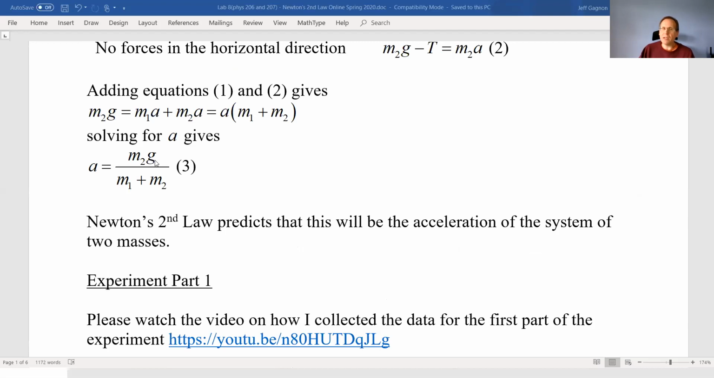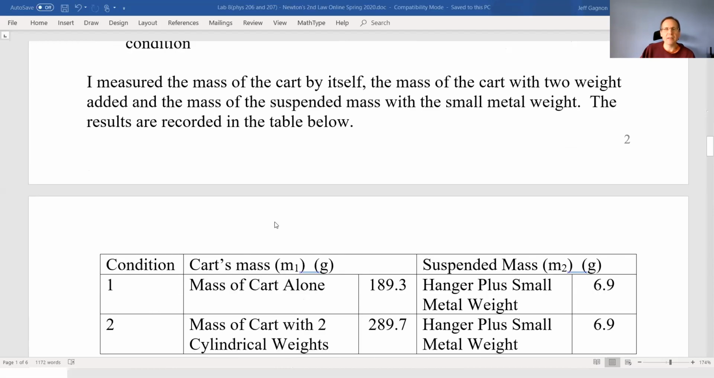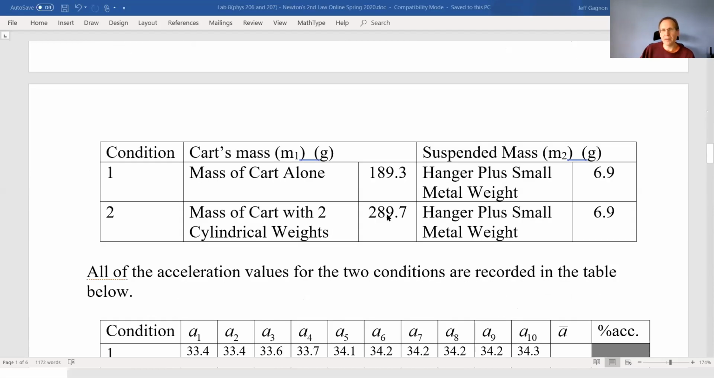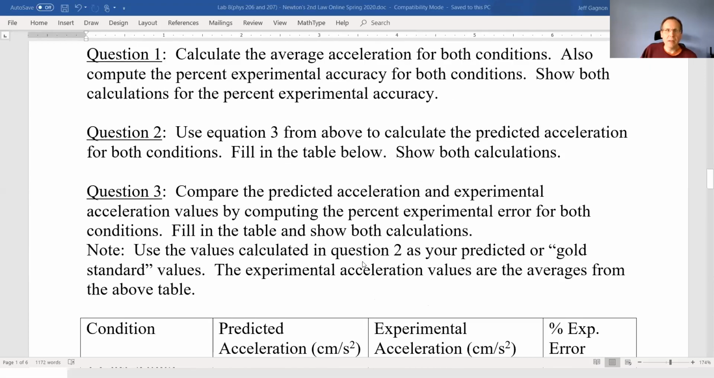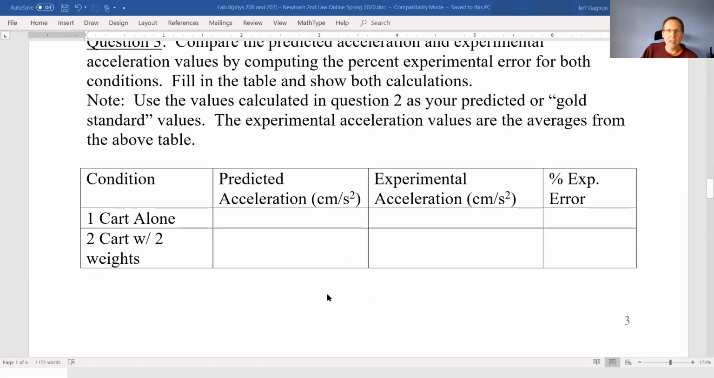And remember, there's 2 conditions. So the first condition, m1, is the mass of the cart by itself. And then the second one, m1, is going to be the mass of the cart with the 2 cylindrical weights, right? But you have all that data because I weighed all the things for you. All right, then, and by the way, those values from question 2, you want to show me your calculations and fill in the table here. So those would be your 2 predicted acceleration values.